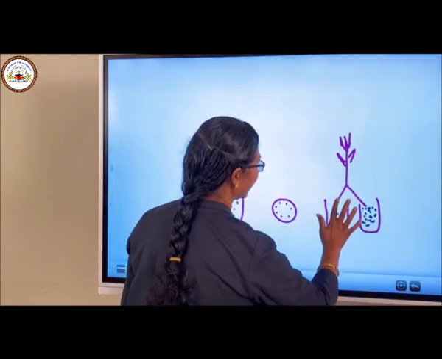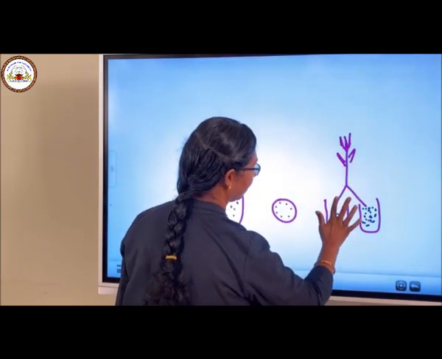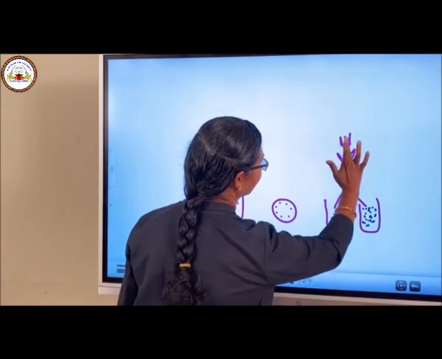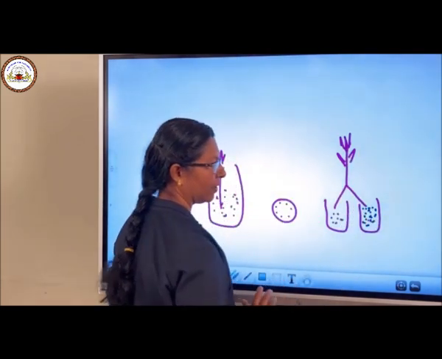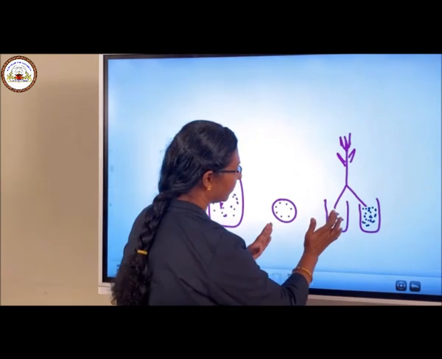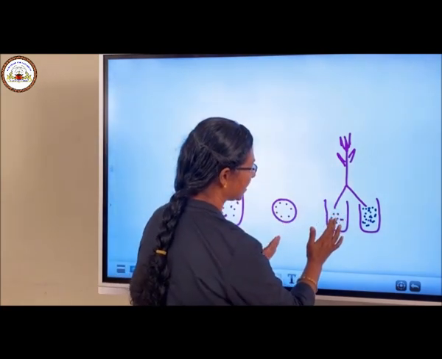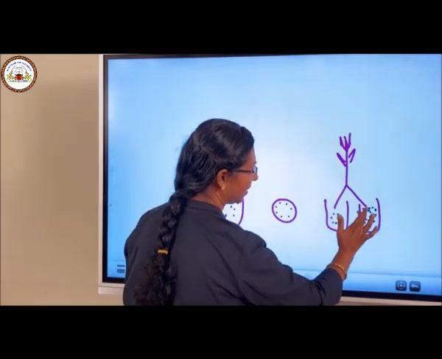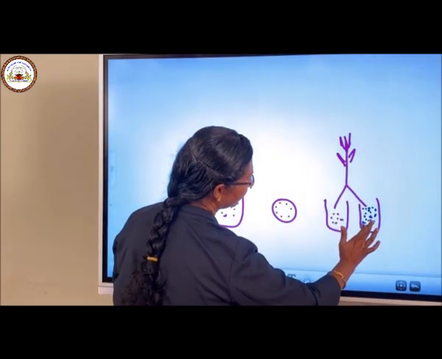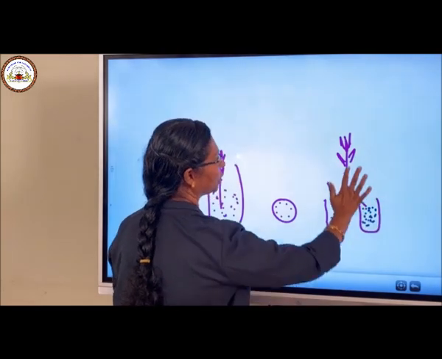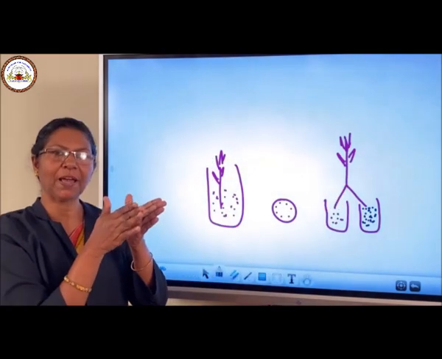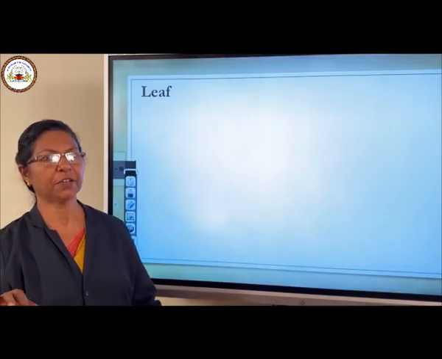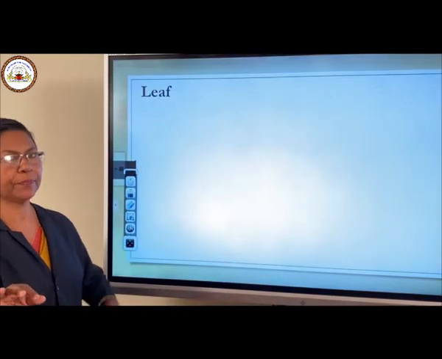We can see this portion of the plant is having red color and this portion of the plant is having blue color. How it happened? Because the tubes present in this side of the stem carried the red color to this side, and the tubes present in this side of the plant carried blue colored water to this side. So that is why half of the plant will be in one color, the other half will be in another color. The next part of the plant, that is leaf.